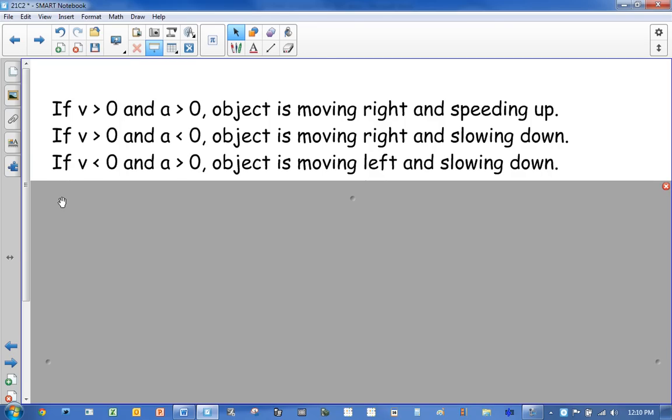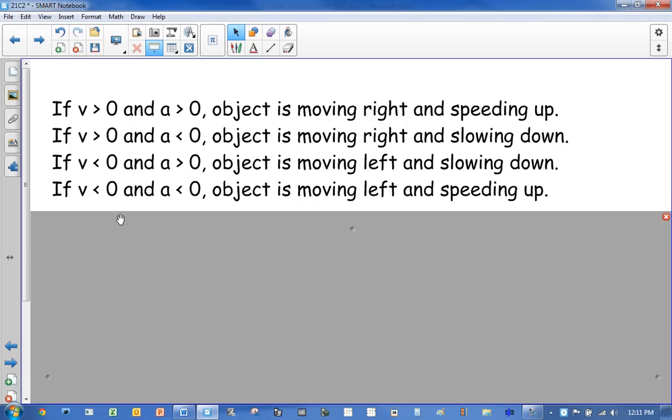All right? Now, here's where things get tricky. If velocity is less than 0, that means I'm moving to the left. And if the acceleration is positive, that means that the velocity is already negative, but the velocities are getting either more and more positive or less and less negative. Okay? So my velocities are increasing, and they were negative. So if the velocity is less than 0, but those velocities are getting less and less negative, or more and more positive, that means that the object is slowing down.